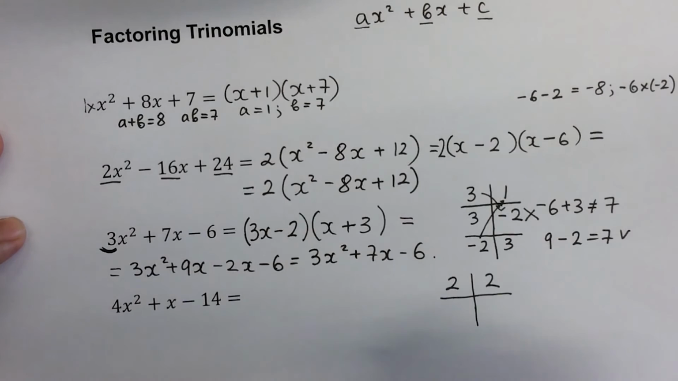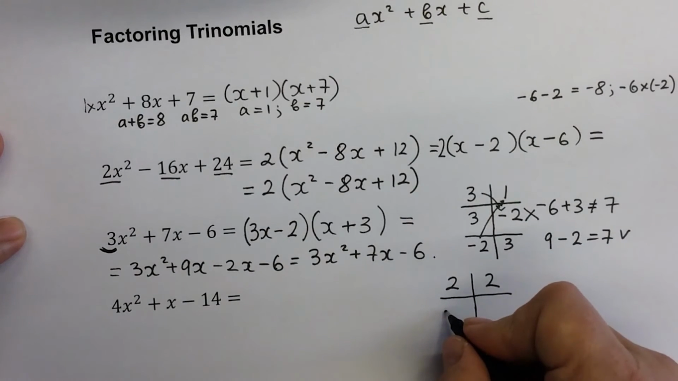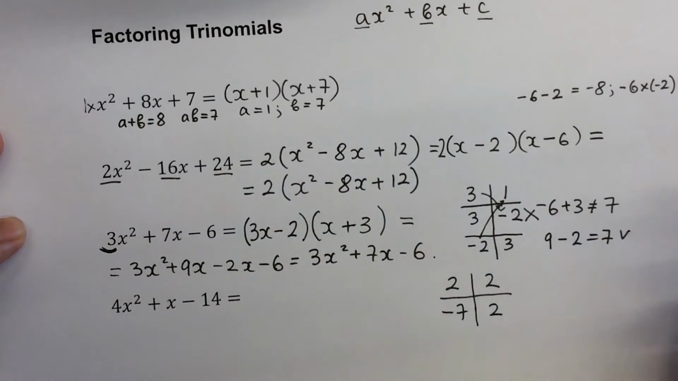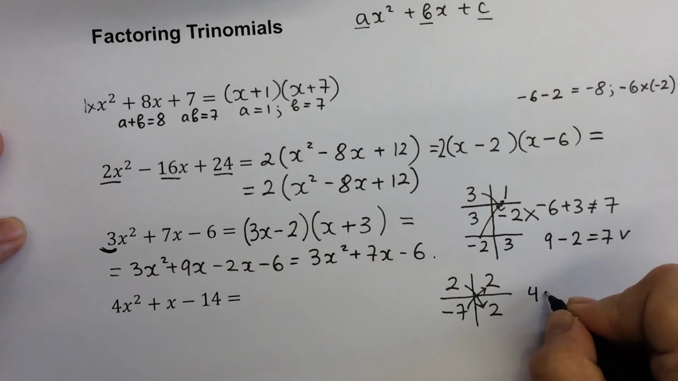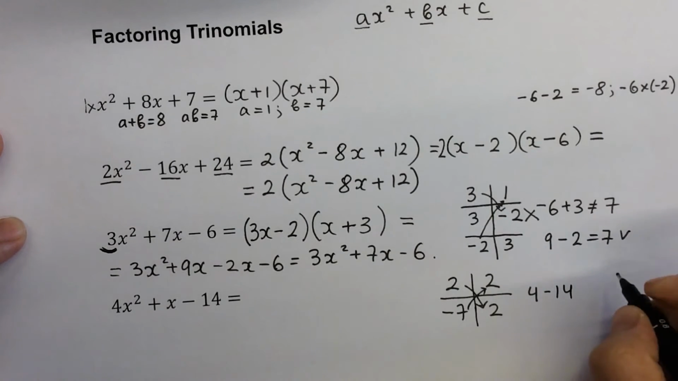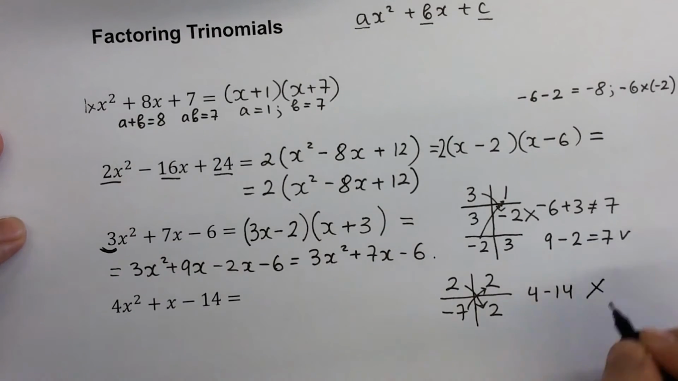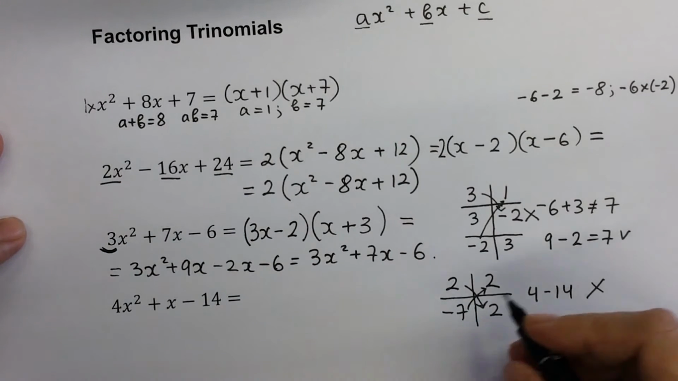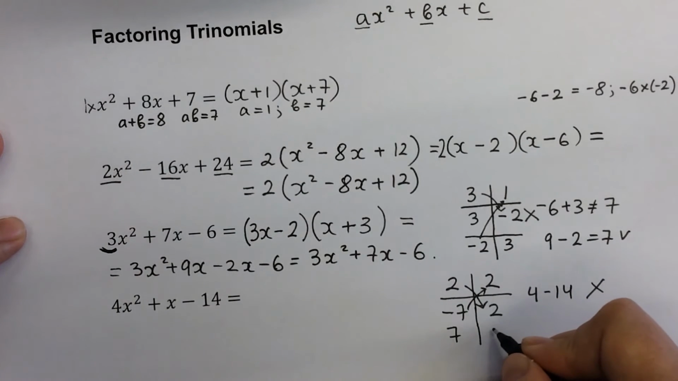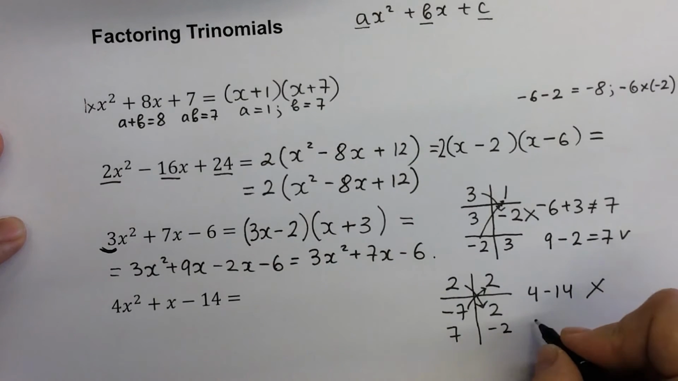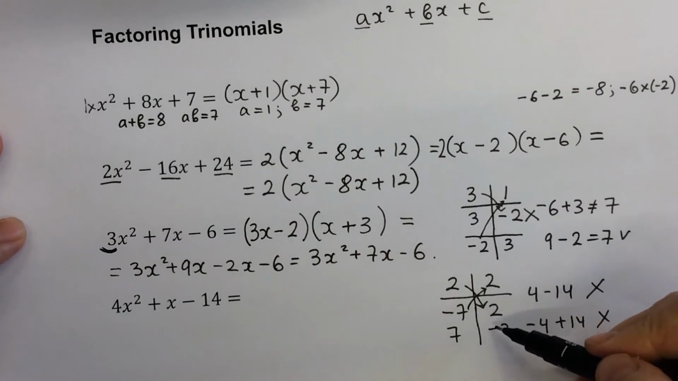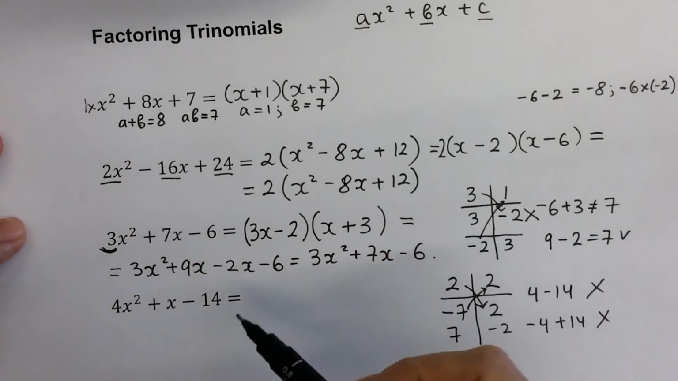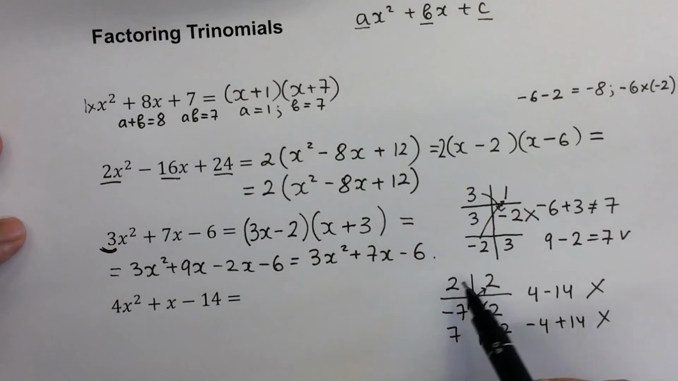All right, so 2 and 2. Possibly, for example, minus 7 and 2. So cross multiplication of this gives me the following: 4 minus 14. So that's not 1. So that doesn't fit. Okay, possibly I could put 7 and minus 2. Again, I get minus 4 plus 14. Again, it's not 1. And basically, this is all possible combinations which gives me minus 14, since I have 2 and 2 on left and right.